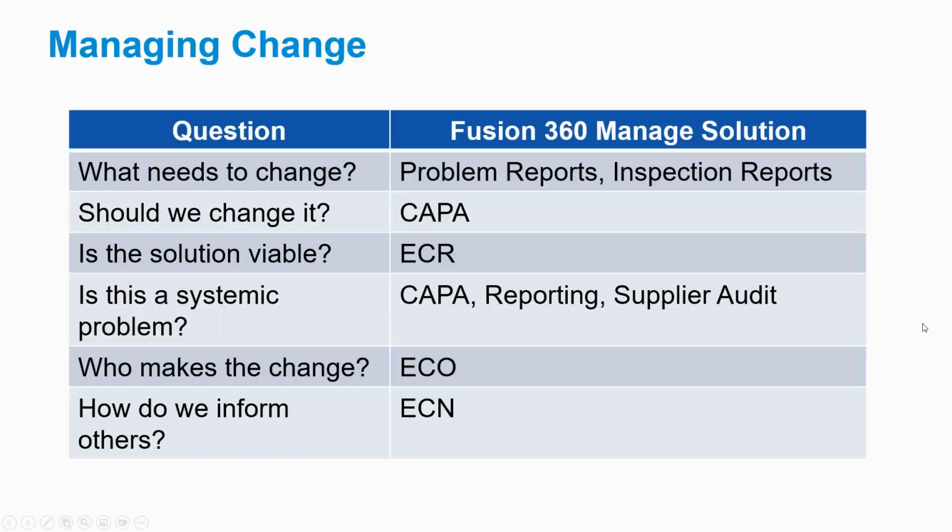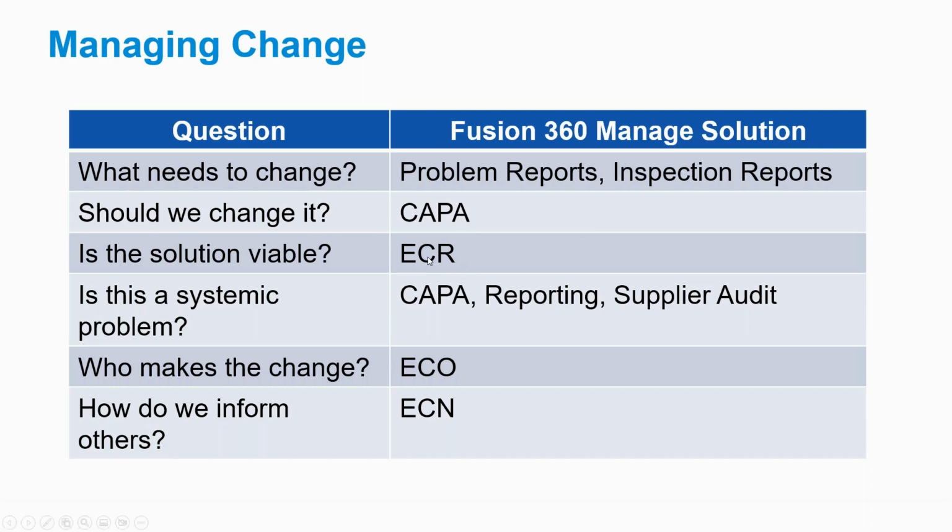Getting into the idea of, is it a systemic problem? Well, we can look through our problem reports over time and see, okay, this part has 7 problem reports against it in the last 6 months. Maybe we need to take a deeper look at what's going on with that part, right? The CAPA process, again, this is more of a broader range process, corrective and preventive action, where there's a very deep investigation of a problem. The should we change it?